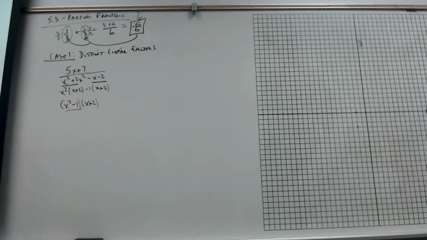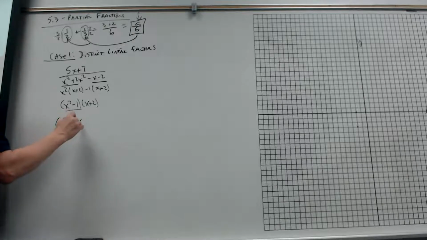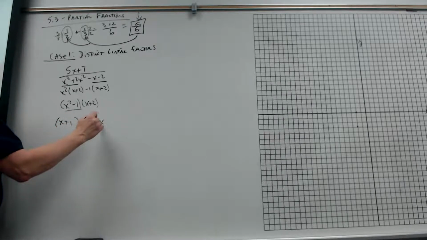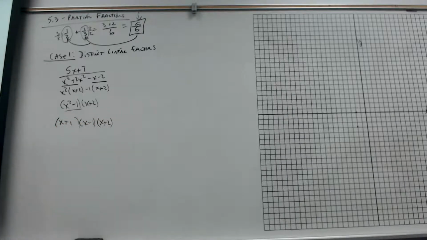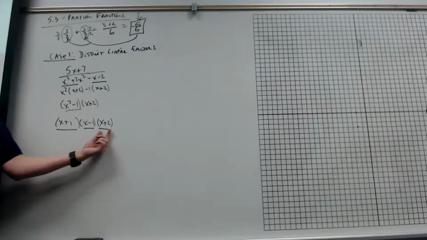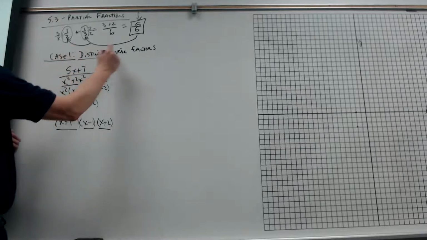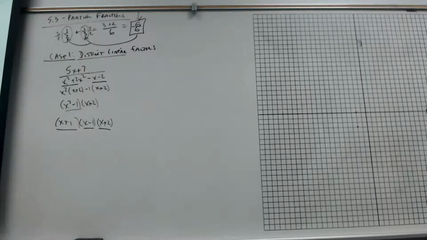Can you factor that? Yeah, that would be x plus 1, x minus 1, and x plus 2. Okay, so you see that each of these 3 factors here, what's the highest degree on them? The highest degree is 1. These are all linear factors, correct? Okay. So this is case number 1. We have distinct linear factors.